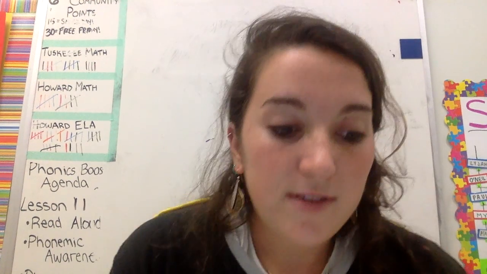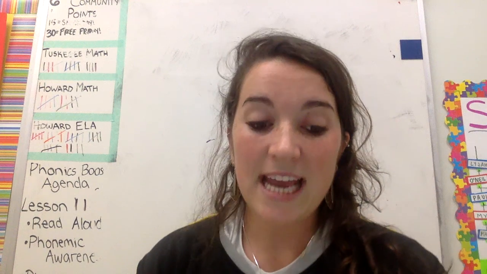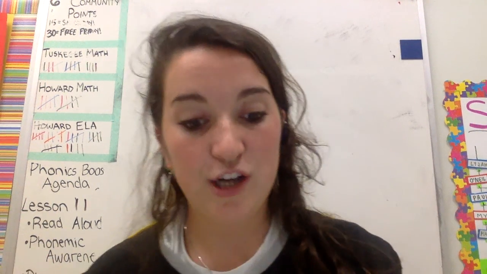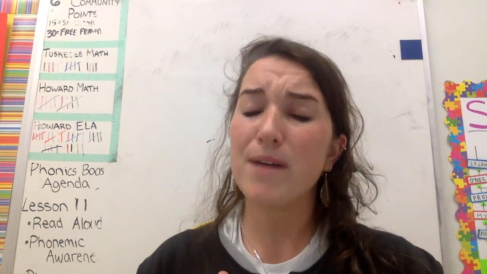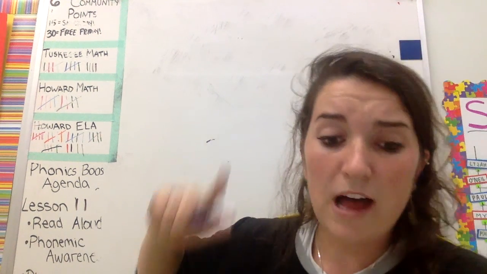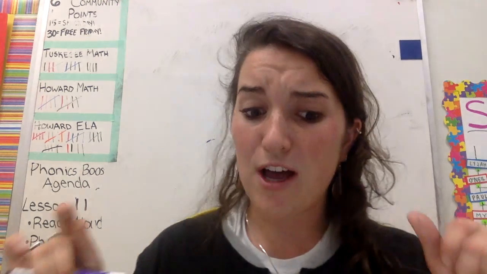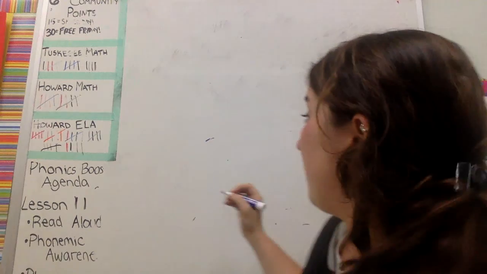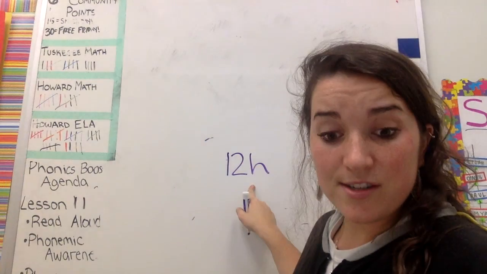Sarah earns $12 per hour as a waitress. She works 8 hours per week. Last week, she also earned $120 in tips. Write an expression to describe how much money she made last week. All right, so she earns $12 per hour as a waitress. So I know if she's earning $12 per hour and she works 8 hours, then I can write the amount that she earns per hour as 12H.